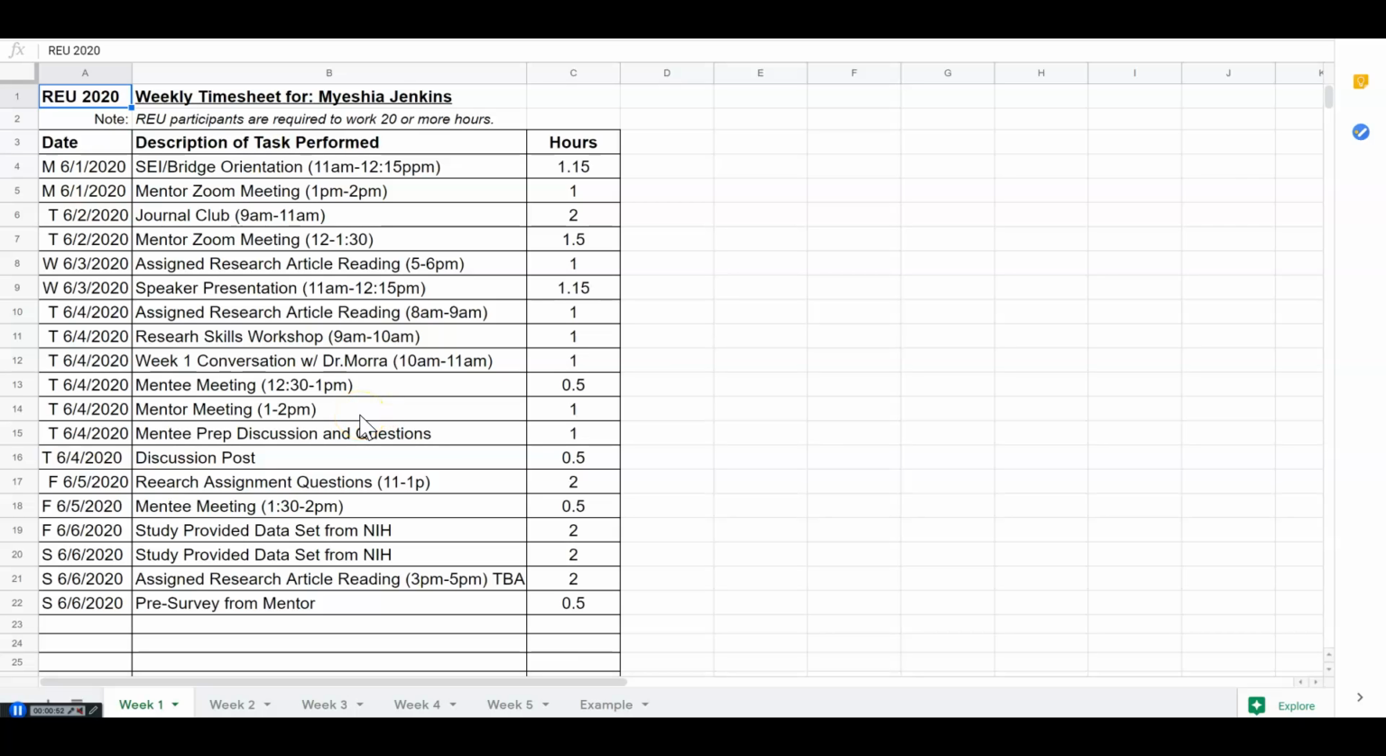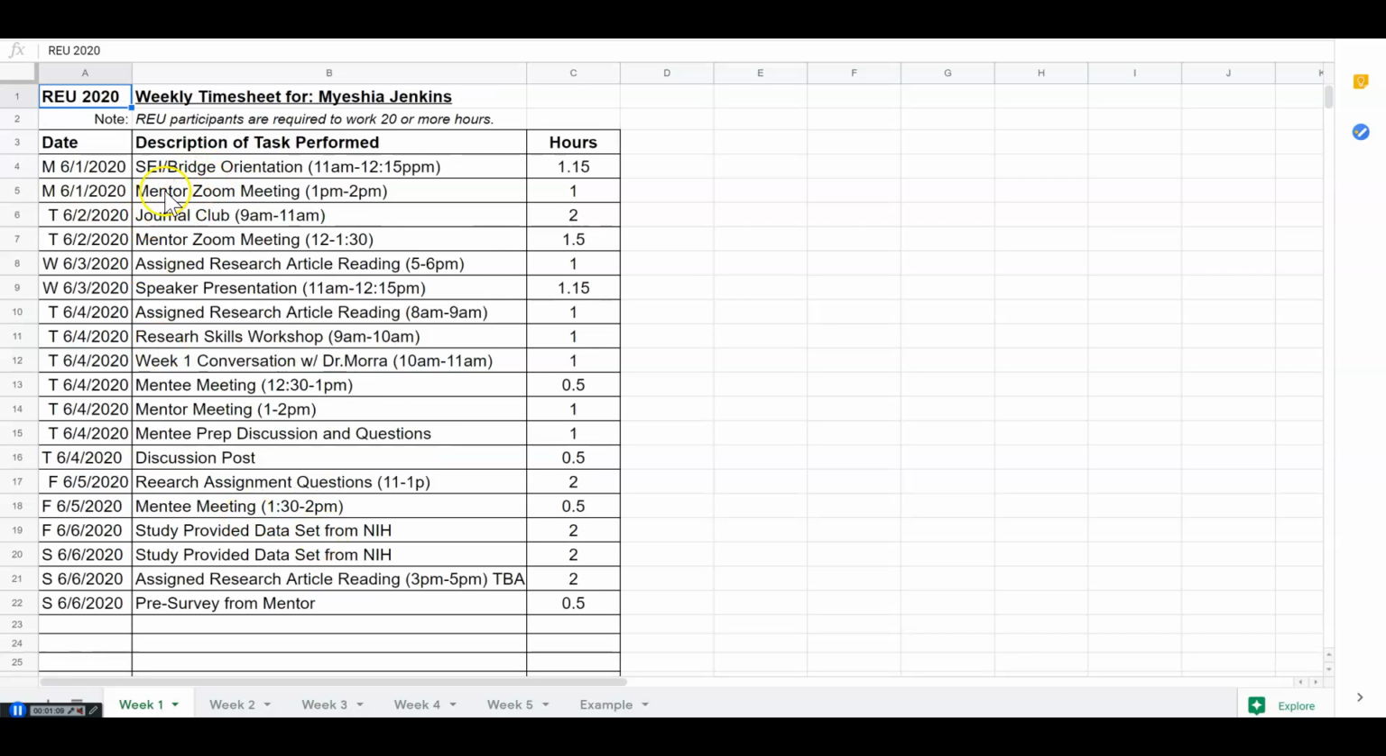So that would mean even if on a Saturday you need to do more research, you need to meet with your mentor or mentee a little more. You need to meet with your team leader some more. You need to work at least 20 hours per week.